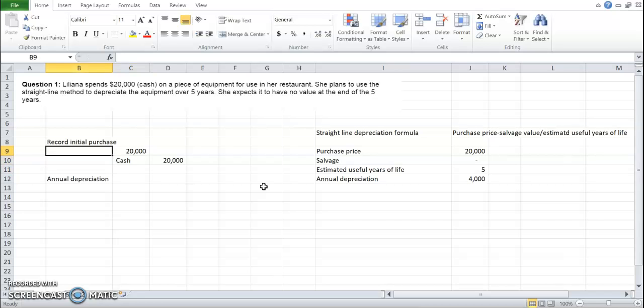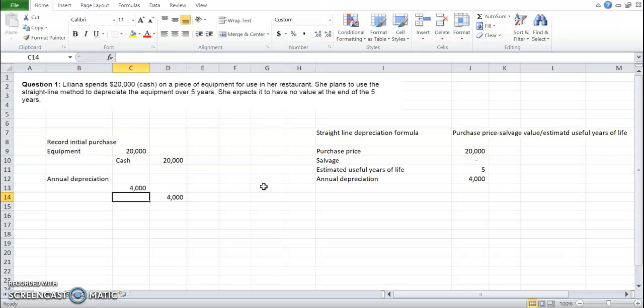All right, now what is the debit going to be? Well, what did we buy? We bought a piece of equipment. So equipment is going to be the debit. Now, we've already calculated the annual depreciation is going to be 4,000. So we know this is going to be 4,000.